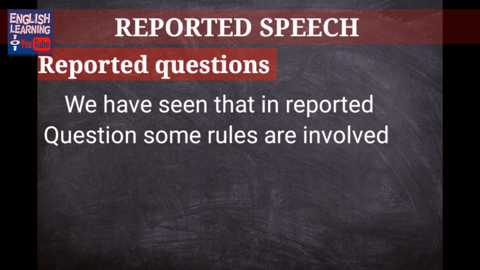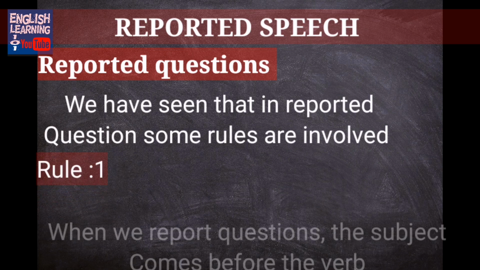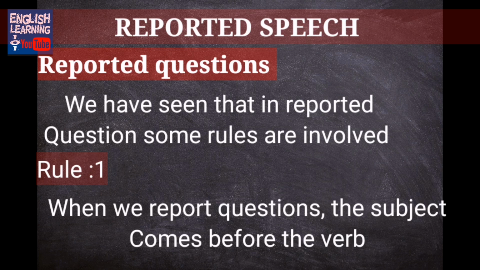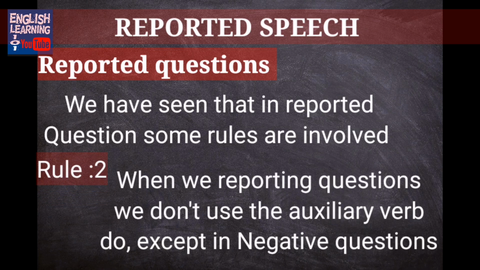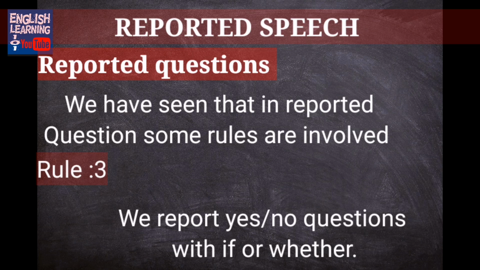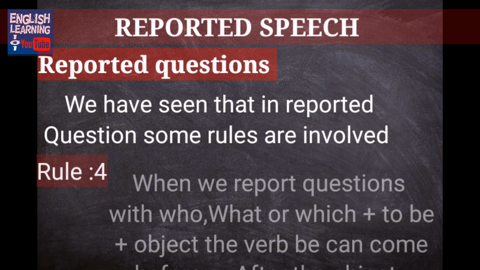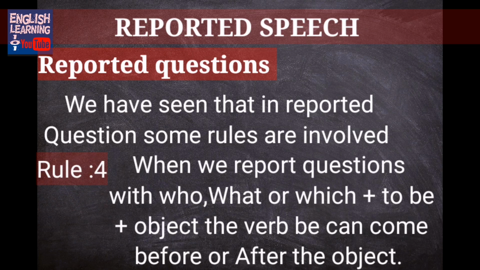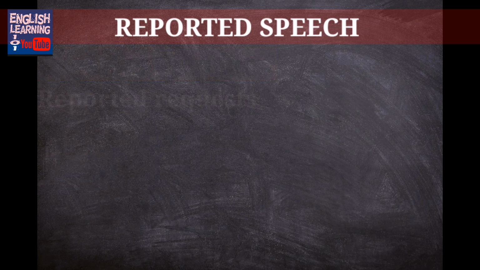We have seen that in reported questions, some rules are involved. Rule 1. When we report questions, the subject comes before the verb. Rule number two. When we're reporting questions, we don't use the auxiliary verb do except in negative questions. And rule number three, we report yes or no questions with if or whether. And number four, when we report questions with who, what or which plus to be plus object, the verb comes before or after the object.